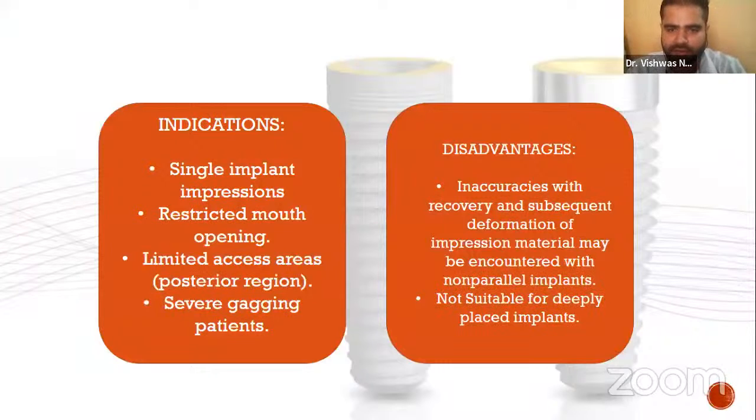The indication of this particular technique is in case of a single implant impression, in a restricted mouth opening patient, in patients that have a severe gagging problem, or if you are doing the impression of, say, the posterior region. The disadvantage of this technique is that there could be inaccuracies in placing the impression coping back into the impression, so it is a little bit tricky task to follow. There could be a discrepancy in replacing the impression coping back into the impression, and that can finally lead to an ill-fitted impression.